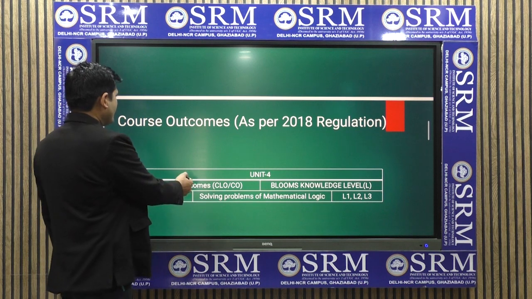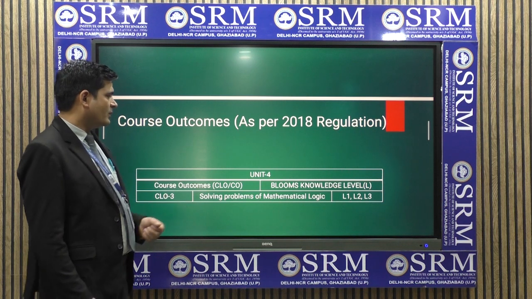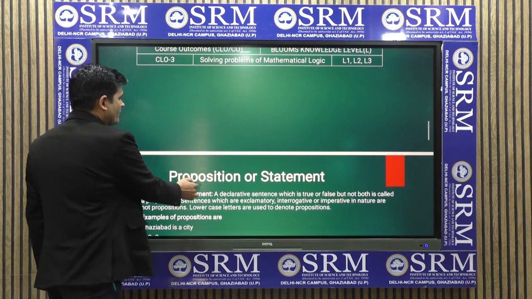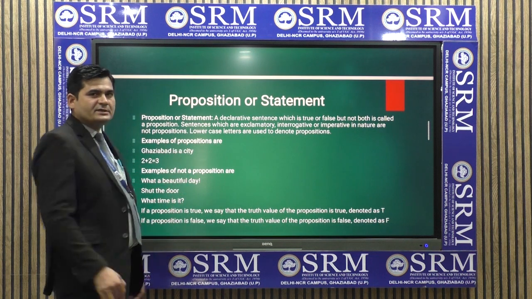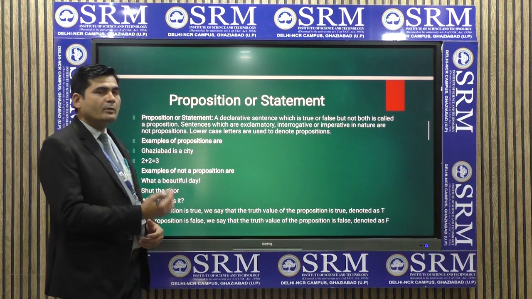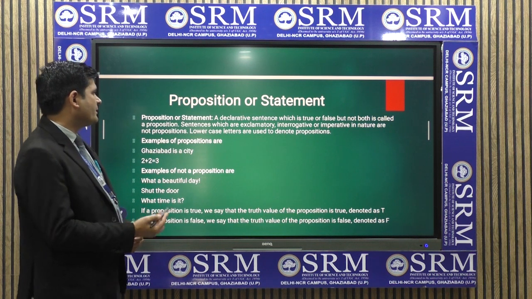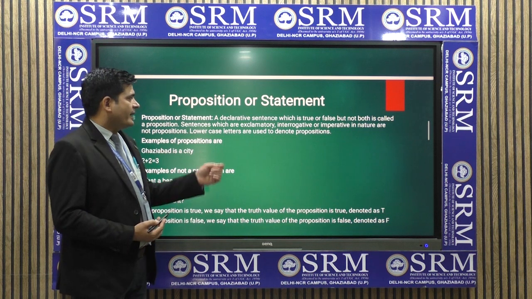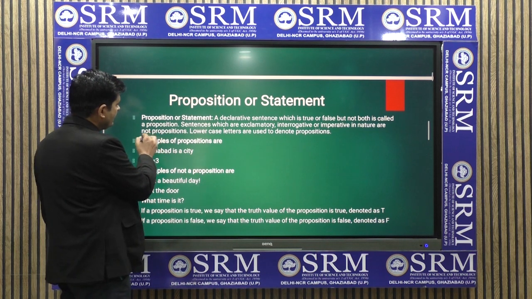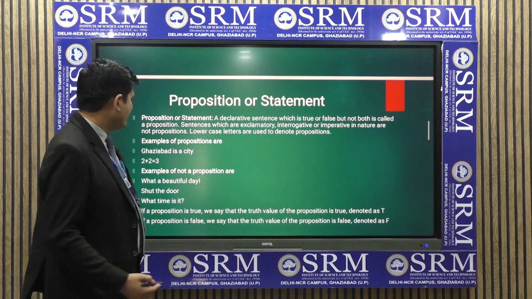As per Bloom's taxonomy, this is course outcome CLO 3, solving problems of mathematics, L1, L2, L3. So what is a preposition, student? A preposition is a declarative sentence which is either true or false but not both. It is also called a sentence or statement. Sentences which are exclamatory, interrogative and imperative in nature are not prepositions. Generally lowercase letters are used to denote the preposition or the statement.